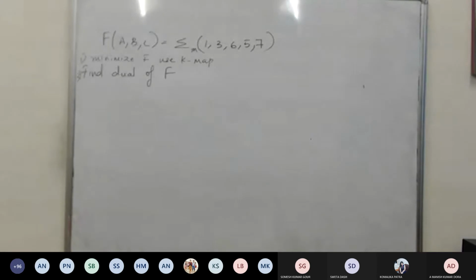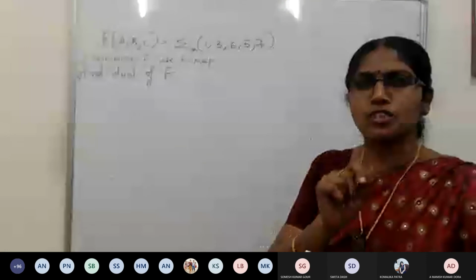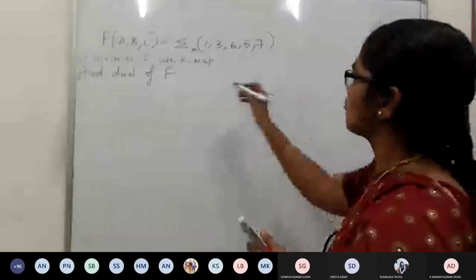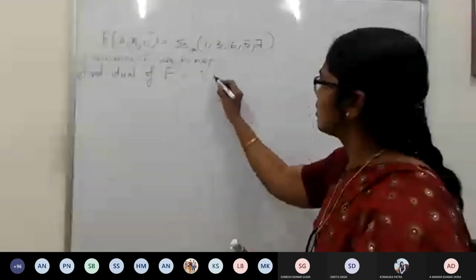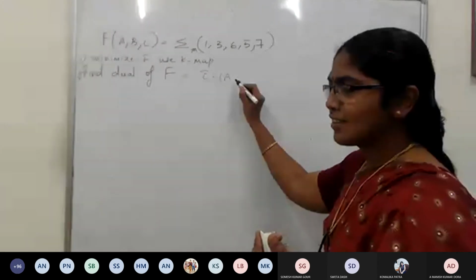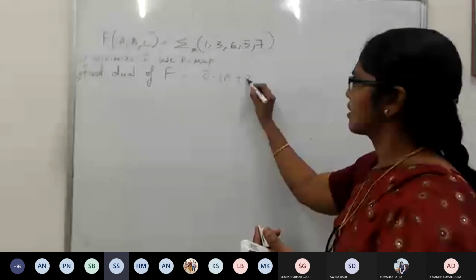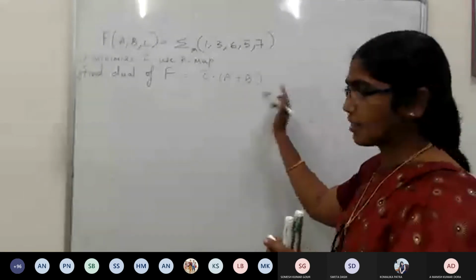Right. So that means we are through with the problems. We are able to at least analyze what is exactly happening if we have an equation like this. Got it? Now, a small question. You got a function F equal to C dot, under bracket, A plus B. This is the dual.